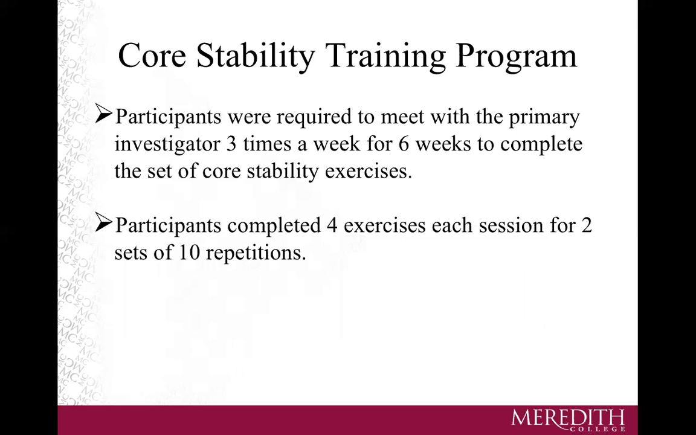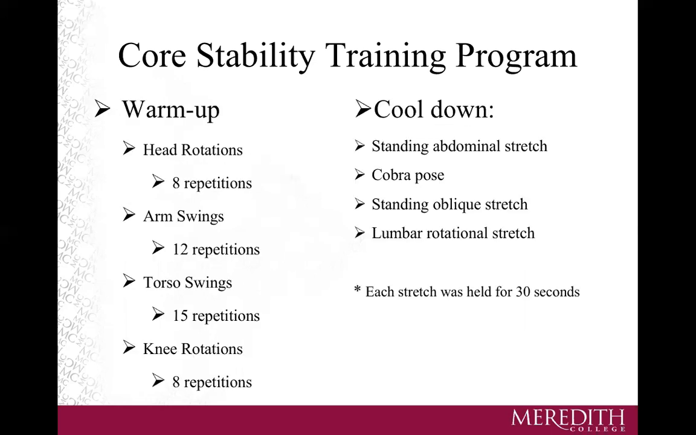For the core stability training program, the participants were required to meet with me 3 times a week for 6 weeks to complete the set of core stability exercises. The participants completed 4 exercises each session for 2 sets of 10 repetitions. Before they underwent their exercises, all the participants did a warm-up, which included head rotations for 8 repetitions, arm swings for 12 repetitions, torso swings for 15 repetitions, and knee rotations for 8 repetitions.